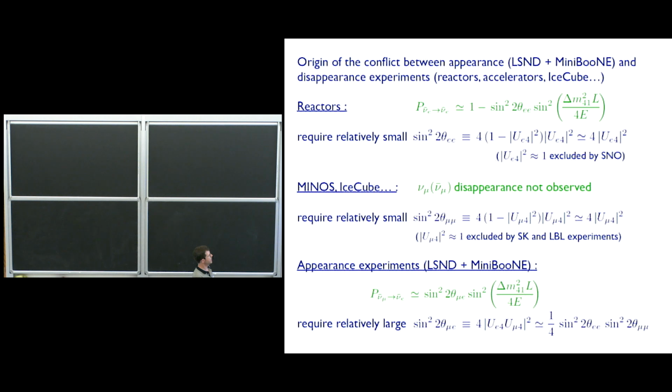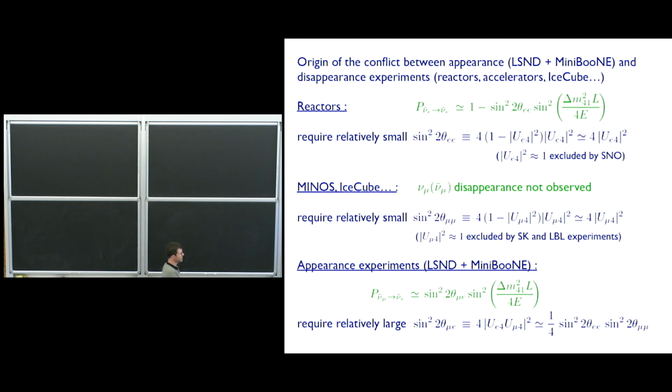In MINOS and IceCube, so nu_mu disappearance, this is controlled by sin squared 2 theta_mu mu, which is basically 4 |U_mu4|^2. And finally, for the appearance experiment, the nu_mu to nu_e appearance probability is given by this formula, where sin squared 2 theta_mu e is of the order of 4 |U_e4|^2 times |U_mu4|^2. So now it's very simple mathematics to show that there is an approximate relation between these mixing angles, that sin squared 2 theta_mu e is roughly 1/4 sin squared 2 theta_e times sin squared 2 theta_mu mu. Now you have a problem.